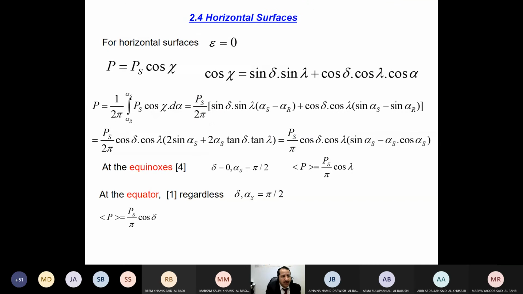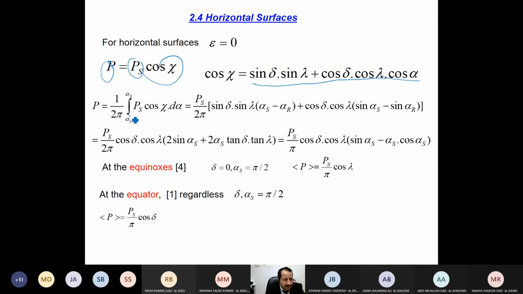Now, the last one is the horizontal surface. The horizontal surface, we put it in a horizontal way like this. The sun is moving in this way. When it is here in this place, the situation is different from the middle. In the middle it is direct. Here, only part of it will come, right? So the power density or insolation is PS cosine X. You remember cosine X: sine delta sine lambda plus cosine delta cosine lambda cosine alpha.